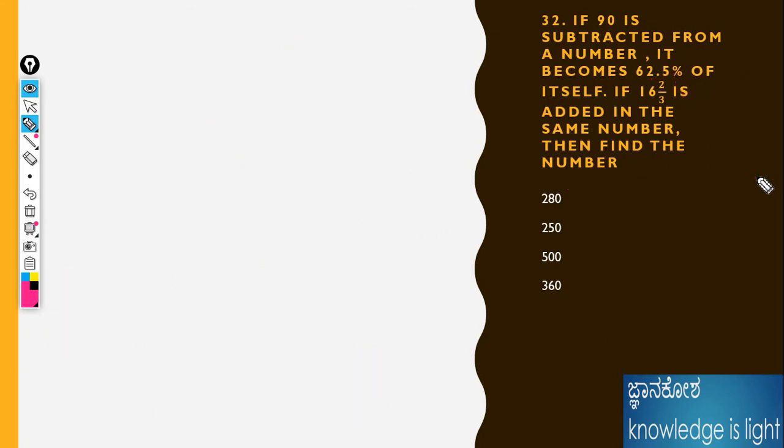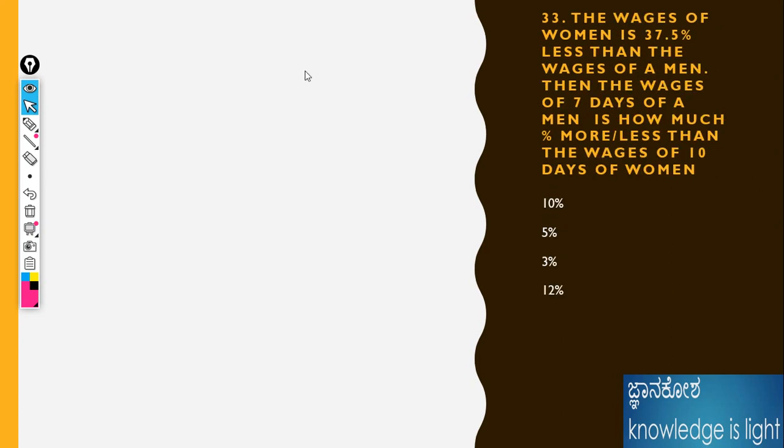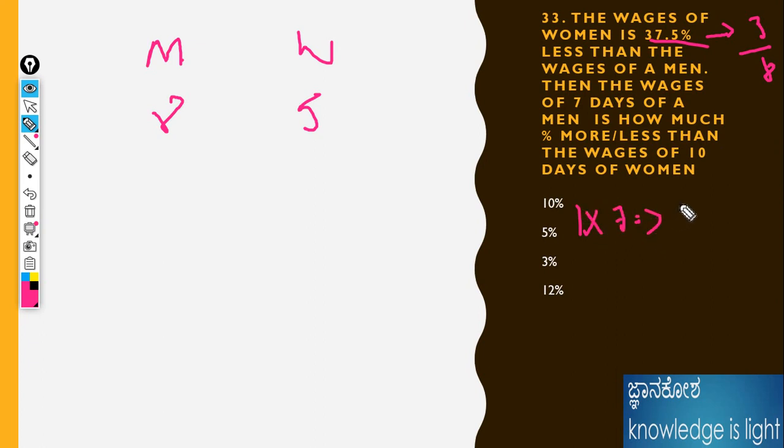Okay, next example. The wages of the woman is 37.5% less than the wages of the man. The man's wage is higher here, therefore 8 by 5. Why 5? 8 minus 3 is 5. Then the wages of 7 days: if this person works for days, we could get the salary. The wages means salary, so we need to multiply by 7.